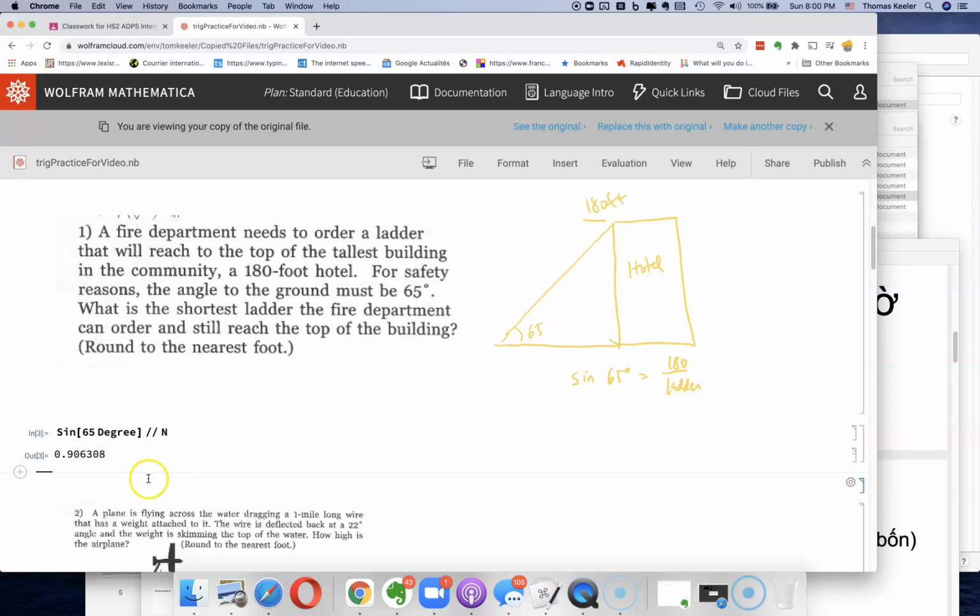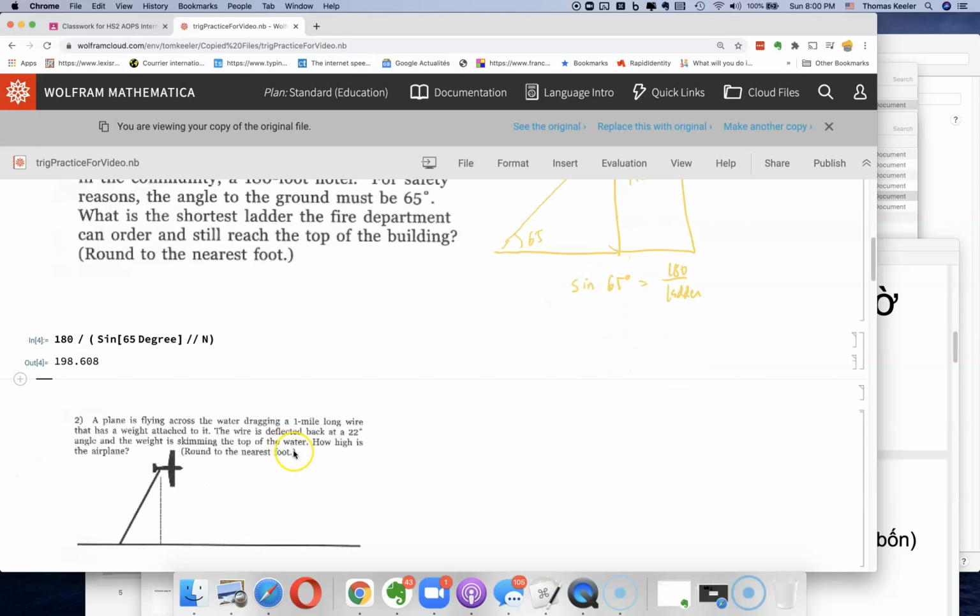Okay, so that looks a little better, right? So now, say, okay, I'm going to do 180 divided by, and then maybe, just to be safe, put that all in parentheses and try it. Okay, so 198. So the ladder has to be 198 at that angle. Okay, so does that make sense? It has to be a bit longer, but at that angle, seems okay.